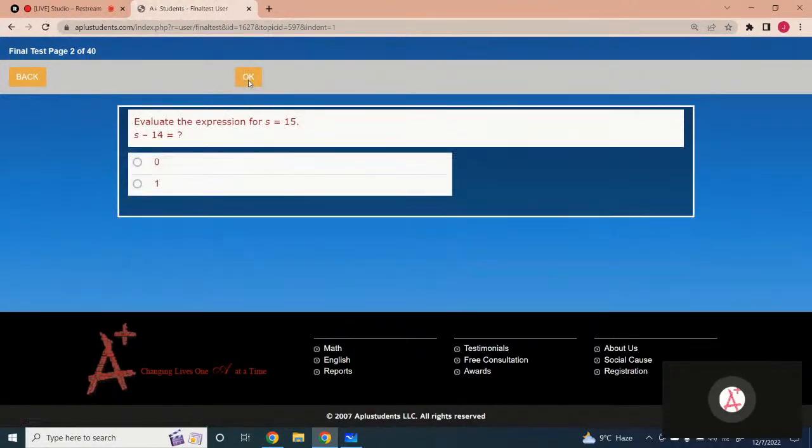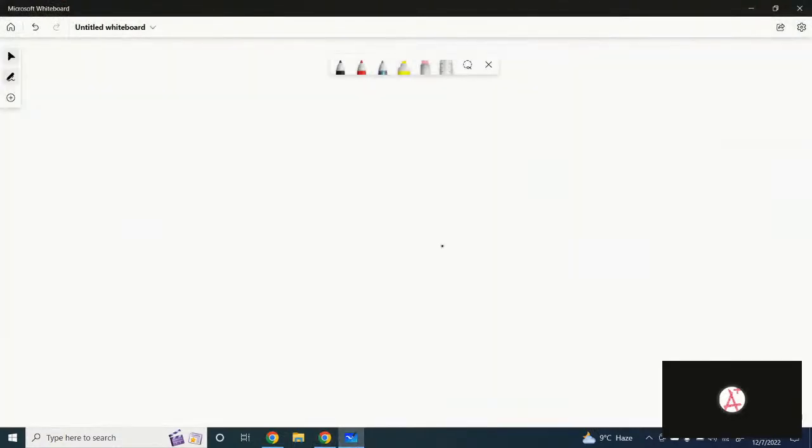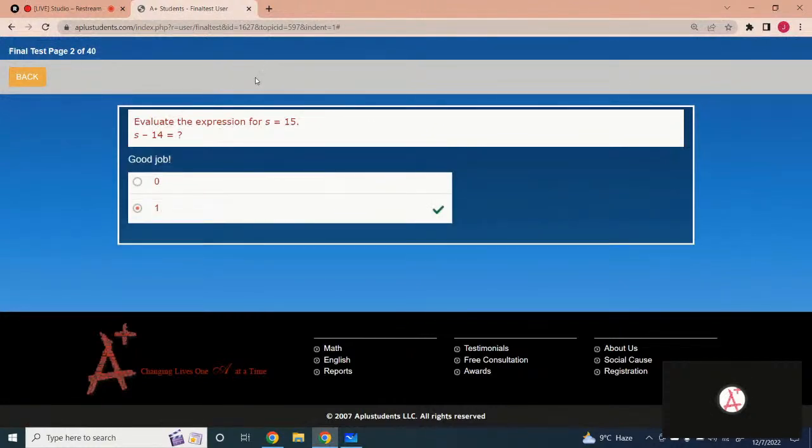Okay, the next one is evaluate the expression s minus 14 for s equals 15. Just replace the s with the value. S has the value 15. So replace the s with the value. It would be 15 minus 14, and 15 minus 14 equals 1. Got it, everyone? So the correct option is 1. Just select the correct option, then click on the OK button.